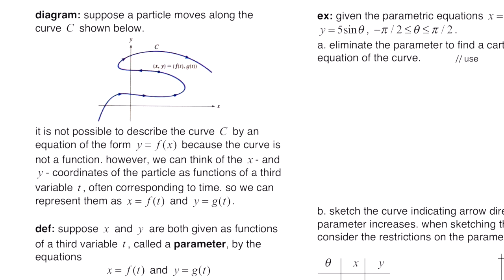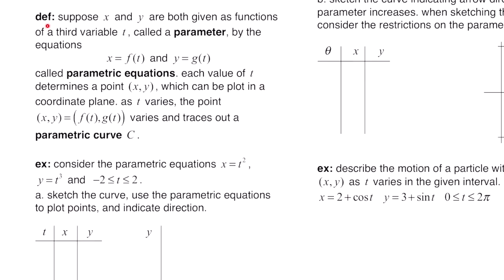And then also, here's one point, for example, it's x comma y, but it's equal to f of t and g of t. It says it is not possible to describe the curve C by an equation of the form y equals f of x because the curve is not a function. However, we can think of the x and y coordinates of the particle as functions of a third variable, t, often corresponding to time. So we can represent them as x equals f of t and y equals g of t.